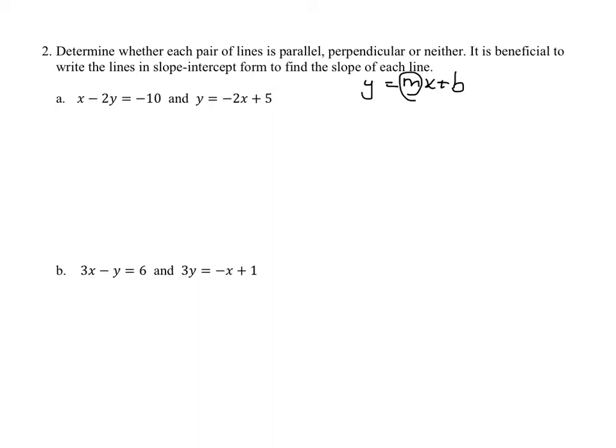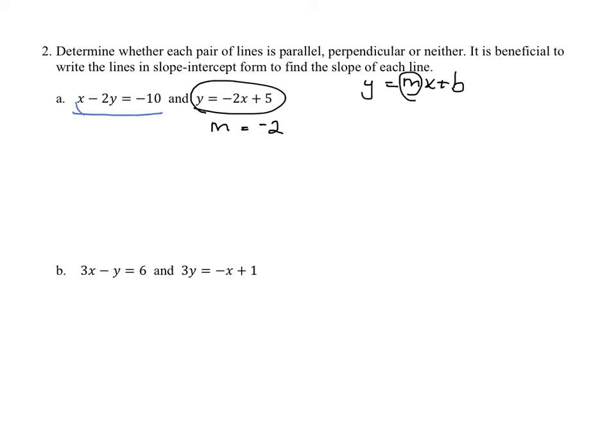So let's take a look at this part A here. First of all, the second line has a slope that we can read off of negative 2 immediately. So we're all good with that. And we can graph it, and we're really psyched. The first line, not so much. So let's get this line into slope-intercept form.